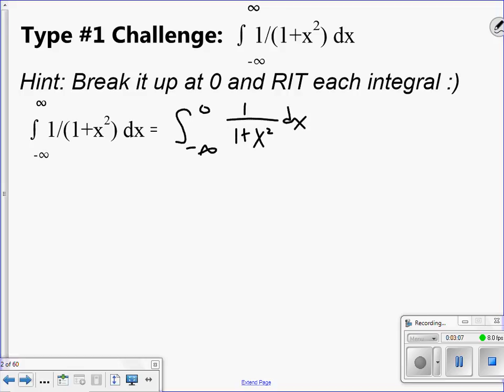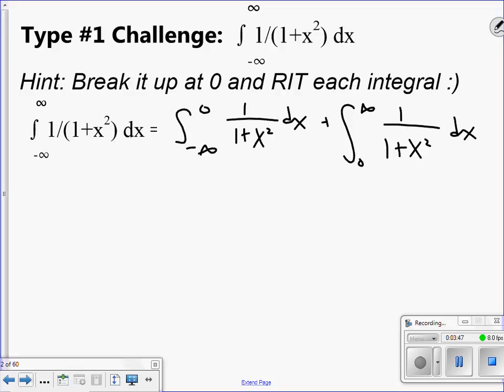So now we could get each of these separately. We can RIT each of these separately and add our two answers together, if they're both finite, if it does converge. So why don't you try to do that? Yes, you can. Now, if you want to keep it all together as a sum, you can replace one with A and one with B, or you can just replace them both with L and just do them separately. Just draw a line down the middle. And just add your answers.